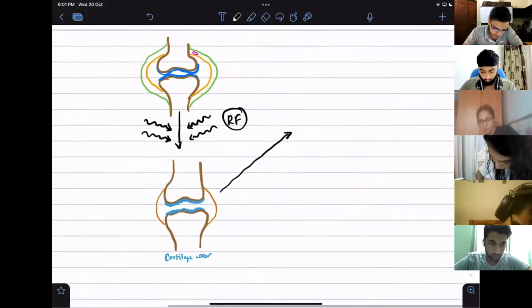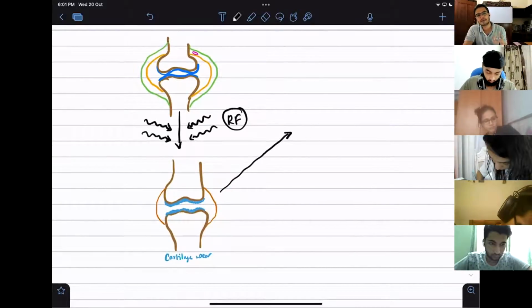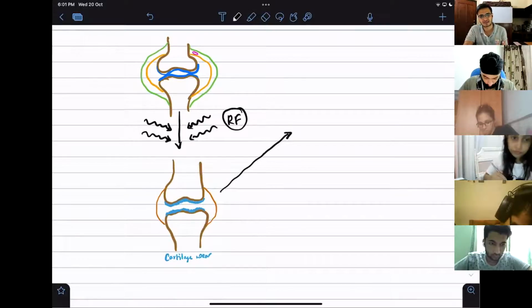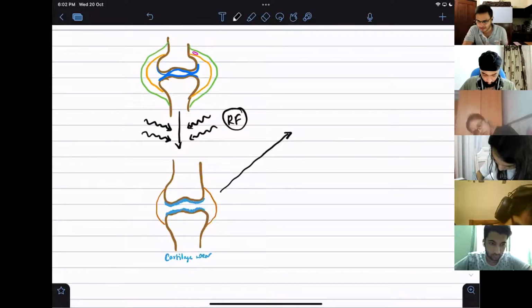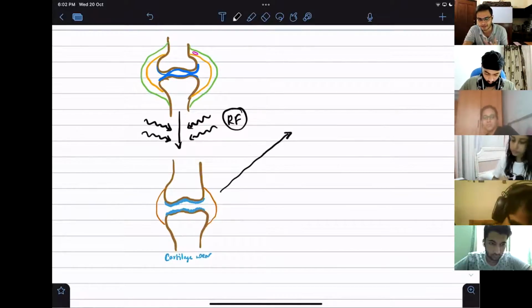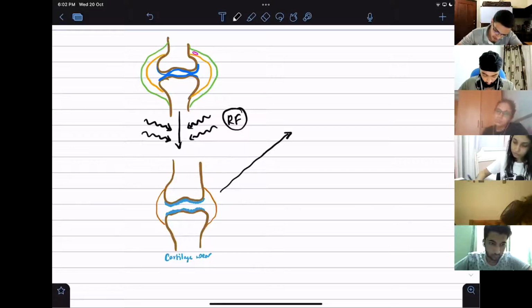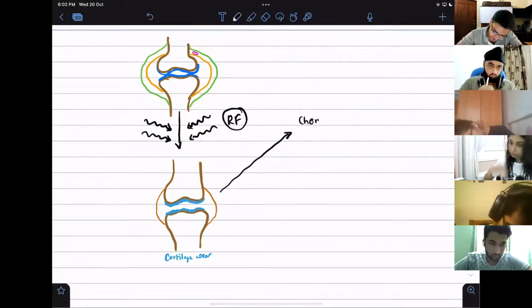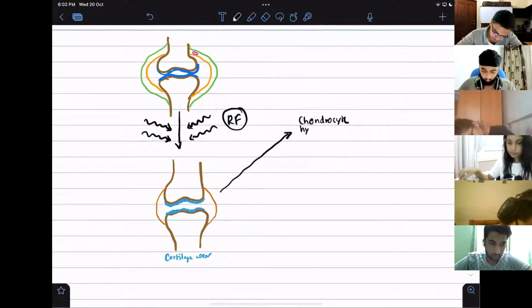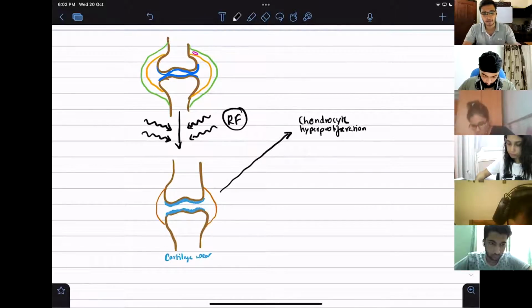Now tell me, in our body, if some structure is degenerating or undergoing wear, what is our body's natural propensity? To try and produce that structure again, to try and rebuild that structure. So what is happening here, guys? When there is generalized cartilage wear, our chondrocytes start hyperproliferating. Chondrocyte hyperproliferation.